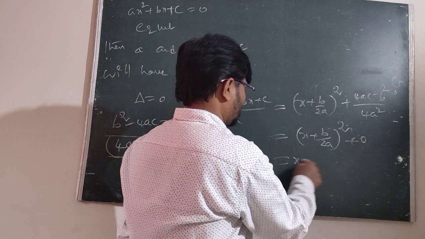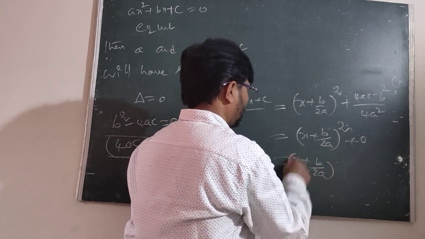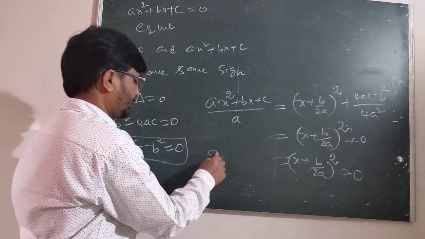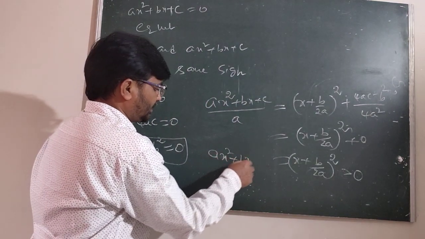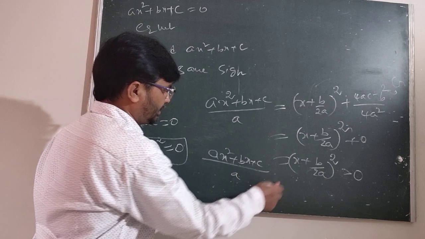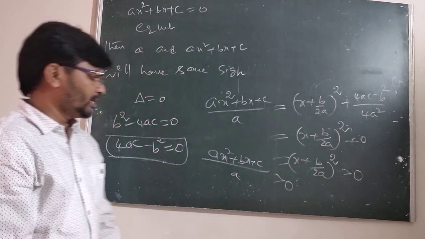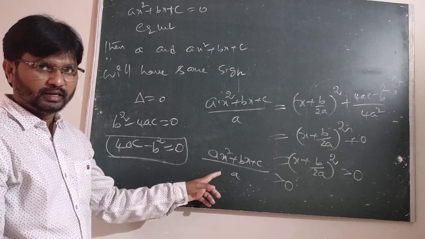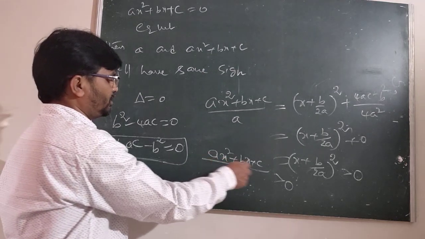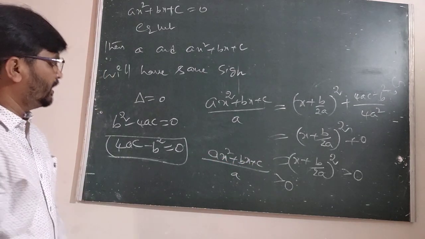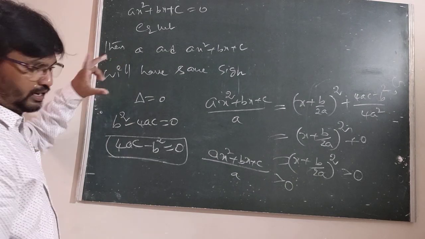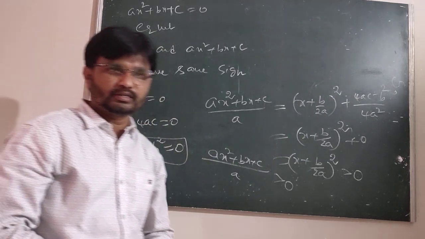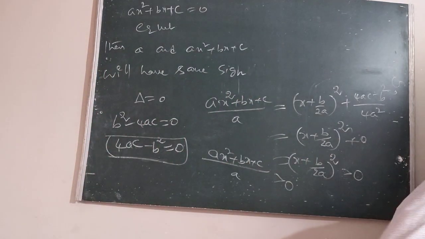Now x plus b by 2a whole square is greater than or equal to 0. So ax square plus bx plus c by a is greater than or equal to 0. That means the numerator and denominator have the same sign. Therefore, ax square plus bx plus c and a have the same sign. That means either both are positive or both are negative. Now we are going to discuss the third theorem.